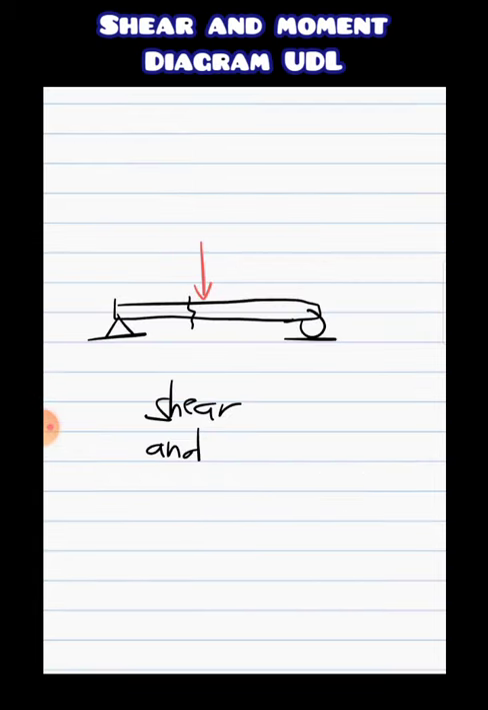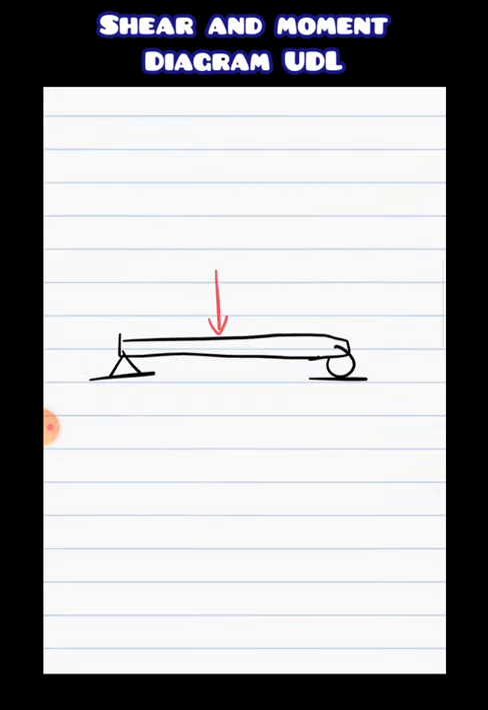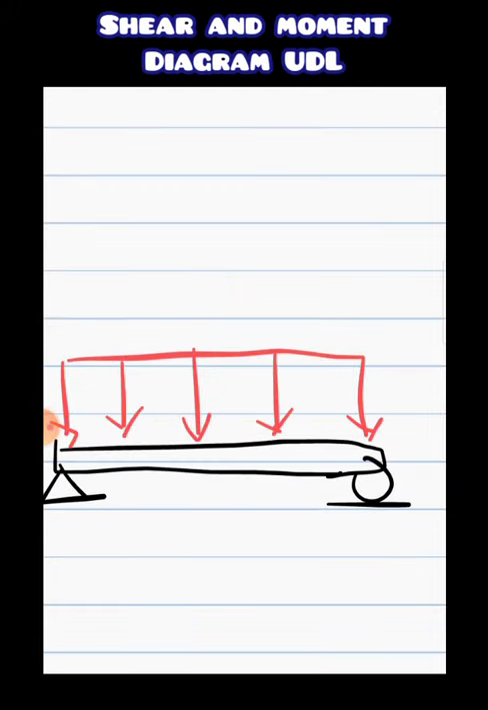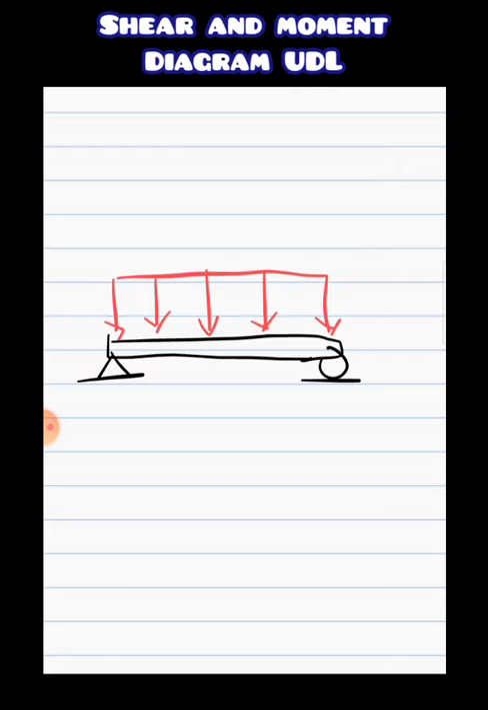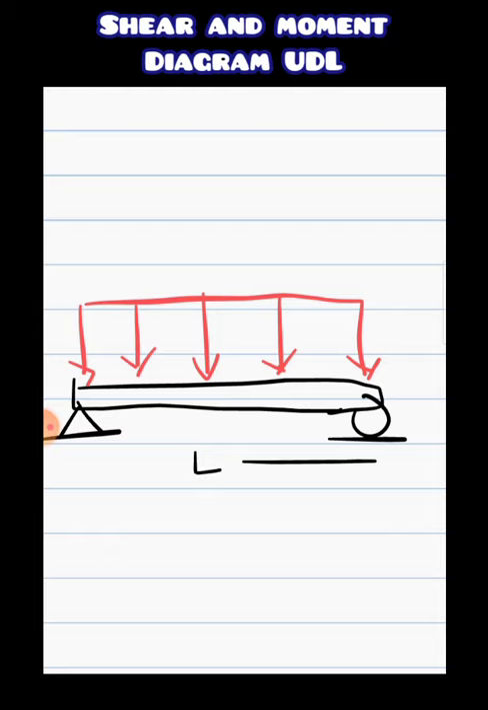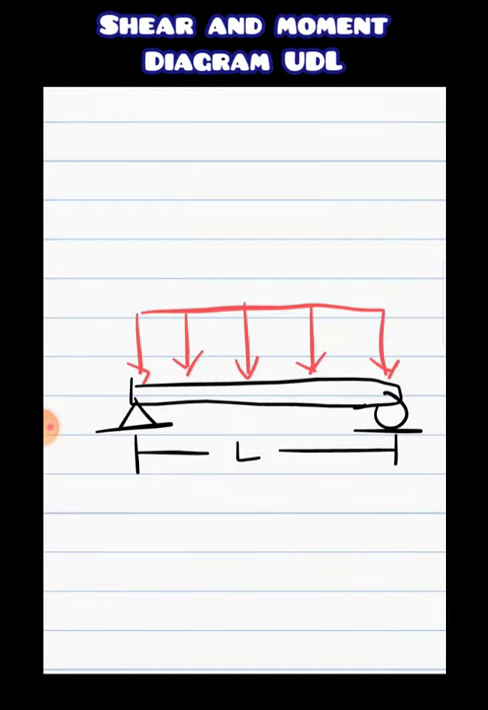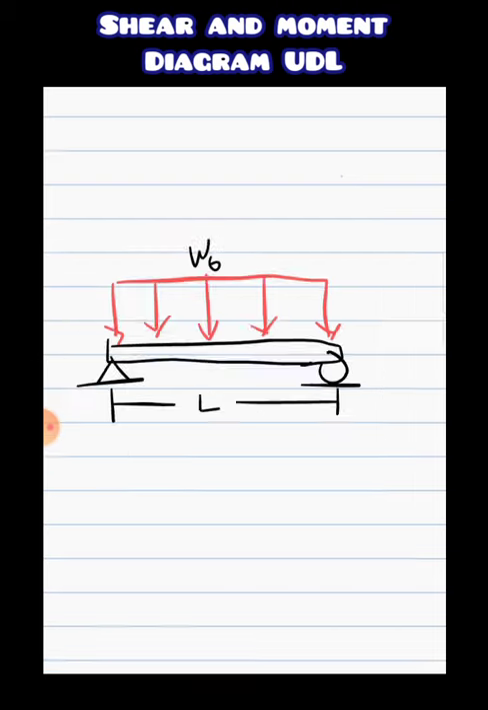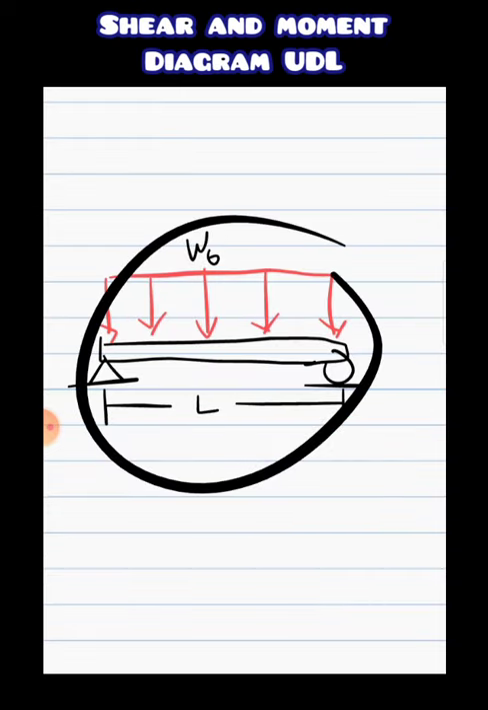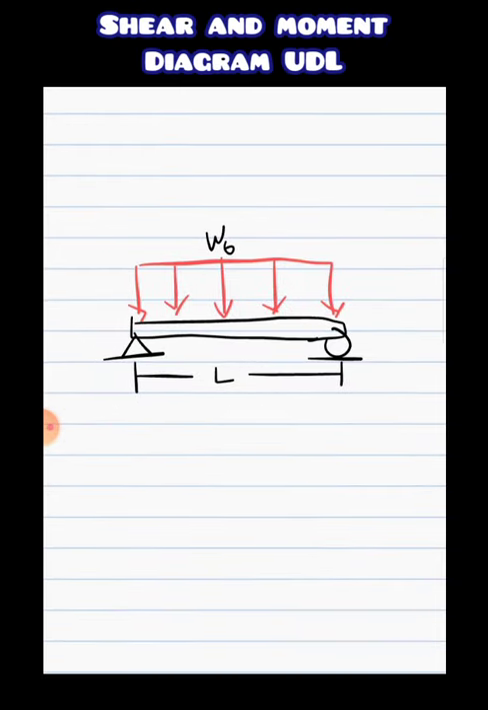Now, for example, if we have this kind of load, they call it a uniformly distributed load, and it is being distributed over the entire span of our beam. Let's call the span of the beam L and the load W. And with that, by the principle of equilibrium, for this not to move, the forces acting on it must sum up to 0.